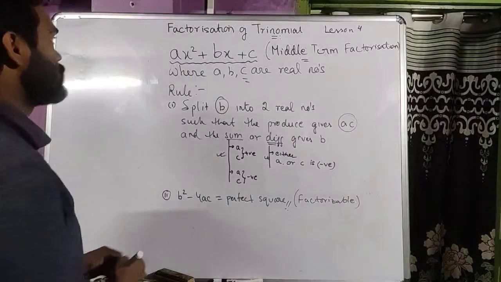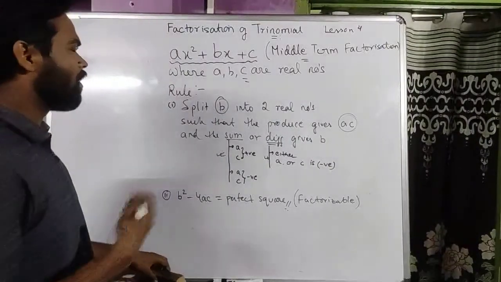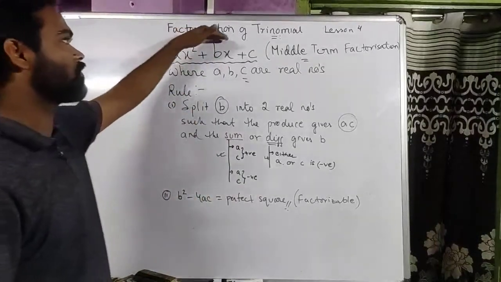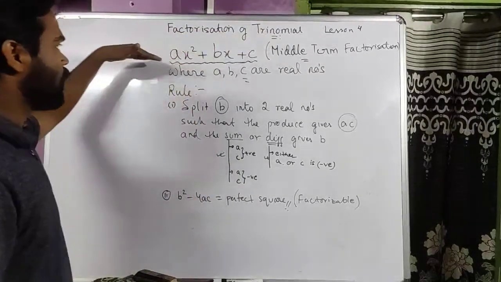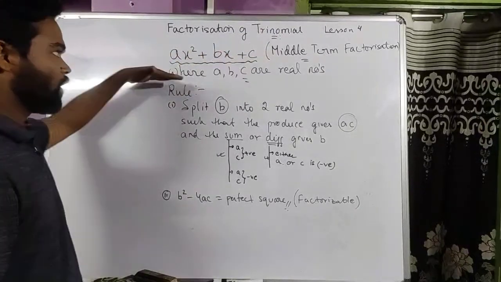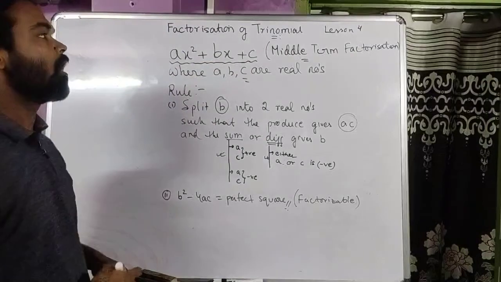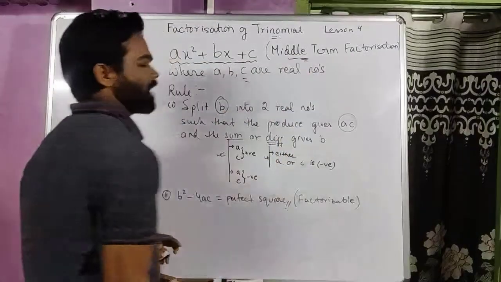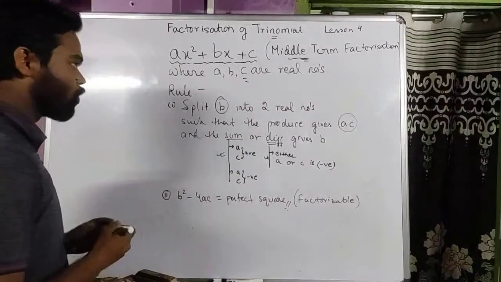Hello students, today we are going to continue factorization, but over here we'll discuss factorization of a trinomial in the form of ax square plus bx plus c, where a, b and c are real numbers. We'll use a process known as middle term factorization. Now, how to go about it?